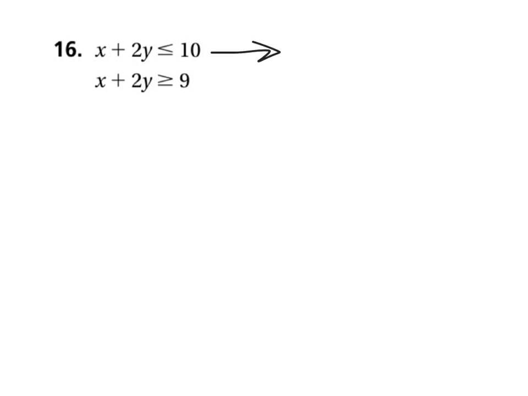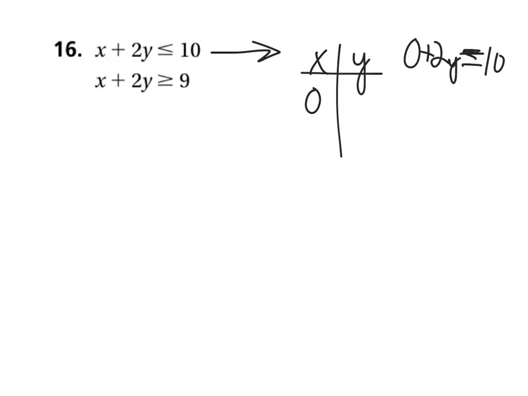Number 16, we've got x and y both on the same side of the equation, so we could use intercepts for that. So if you put a 0 in for x, basically we got 2y equals 10, so y would be 5. Put a 0 in for y, basically what you'd have left would be x equals 10.